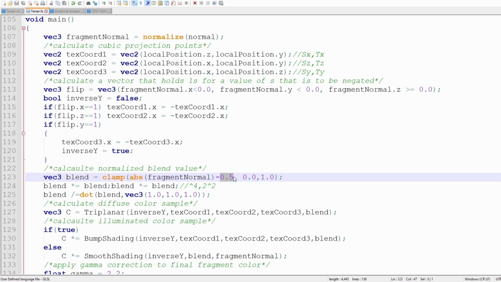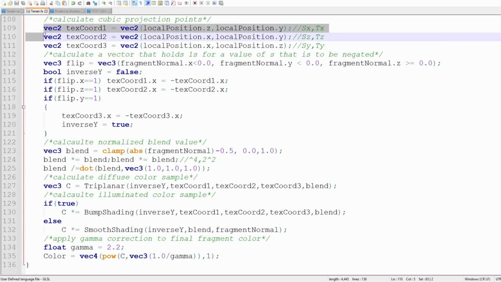Now this 0.5 here, this is the delta, and then what this is doing is raising it to that M parameter. So this is essentially saying it's the absolute value of the normalized interpolated fragment normal minus delta, and then really what we're doing is clamping that between 0 and 1. The paper, I think, uses the saturate function. But after we get that value, we will raise that value to the fourth power, and then we will normalize that value.